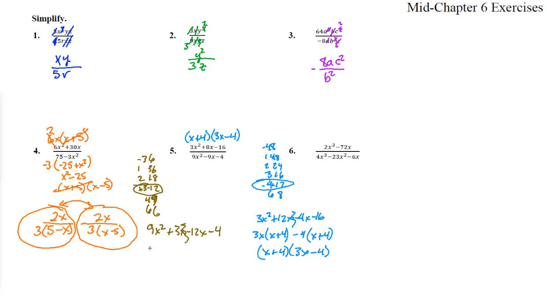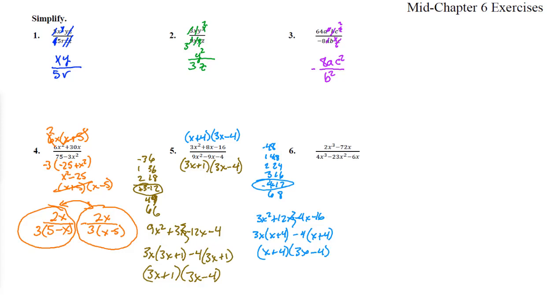Chainsaw. We take out a 3x and we're left with 3x plus 1, and minus 4 and we're left with a 3x plus 1. Oh, good. Look at that. So we get 3x plus 1 times 3x minus 4. All right, so that's what we write up here: 3x plus 1 times a 3x minus 4.